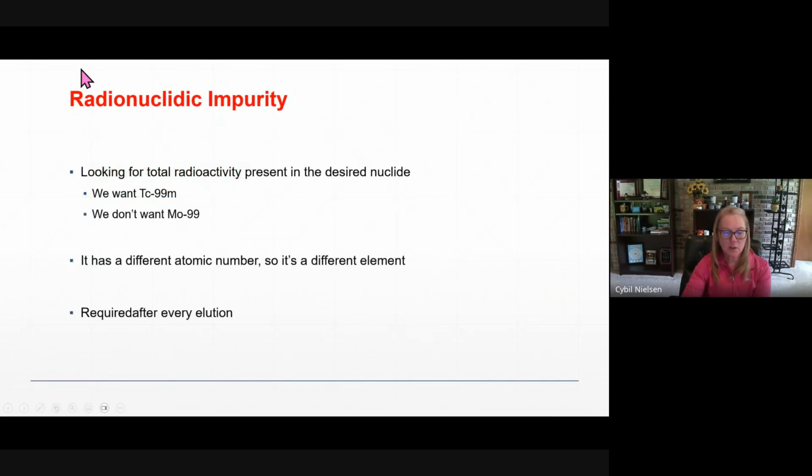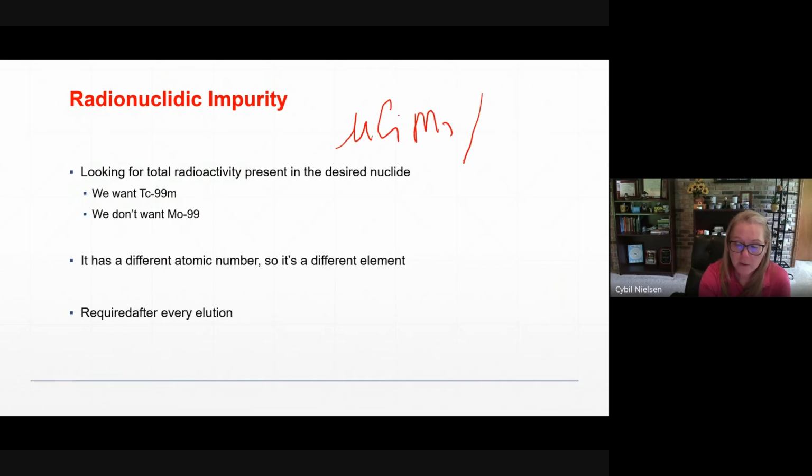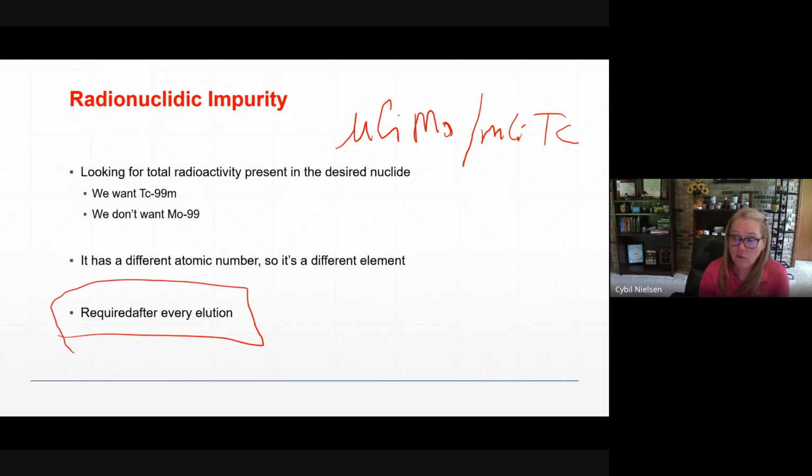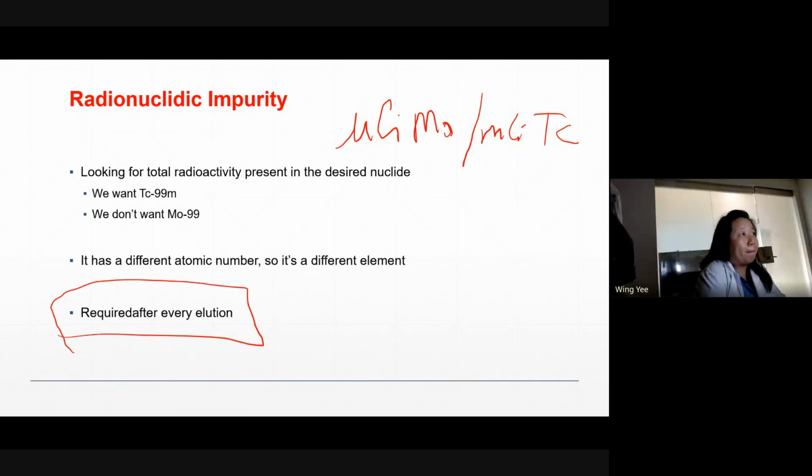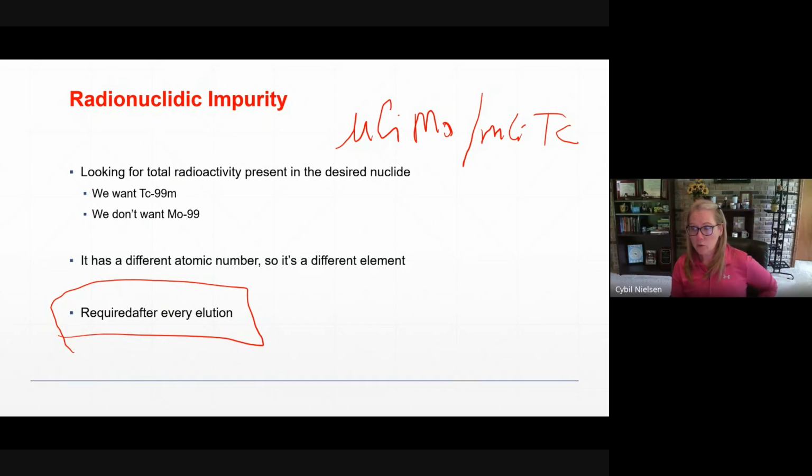All right, so let's go through each of these. Radionuclidic impurity, we're looking for a radionuclide that's there that we don't want. So we're looking to see how many microcuries of moly per millicurie of Tech. All right, this is required after every elution. It was changed for a short period of time where it was only required after the first elution. And I know there's some textbooks out there that say required after the first elution only. They changed it back. The answer is required after every elution.